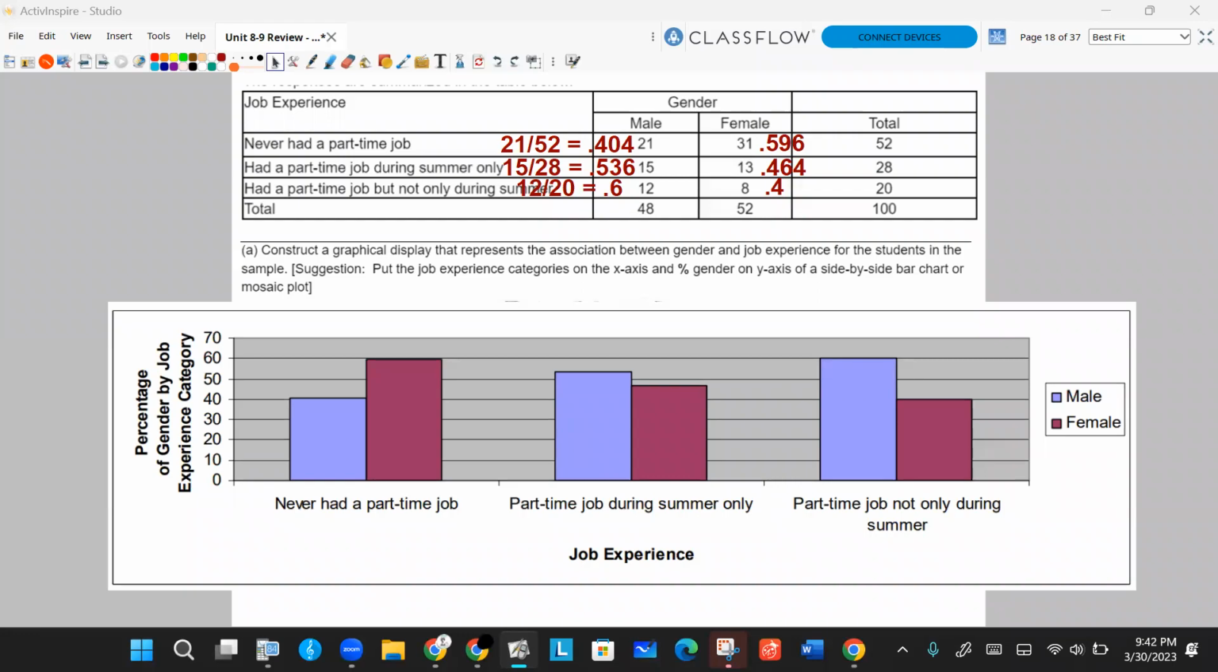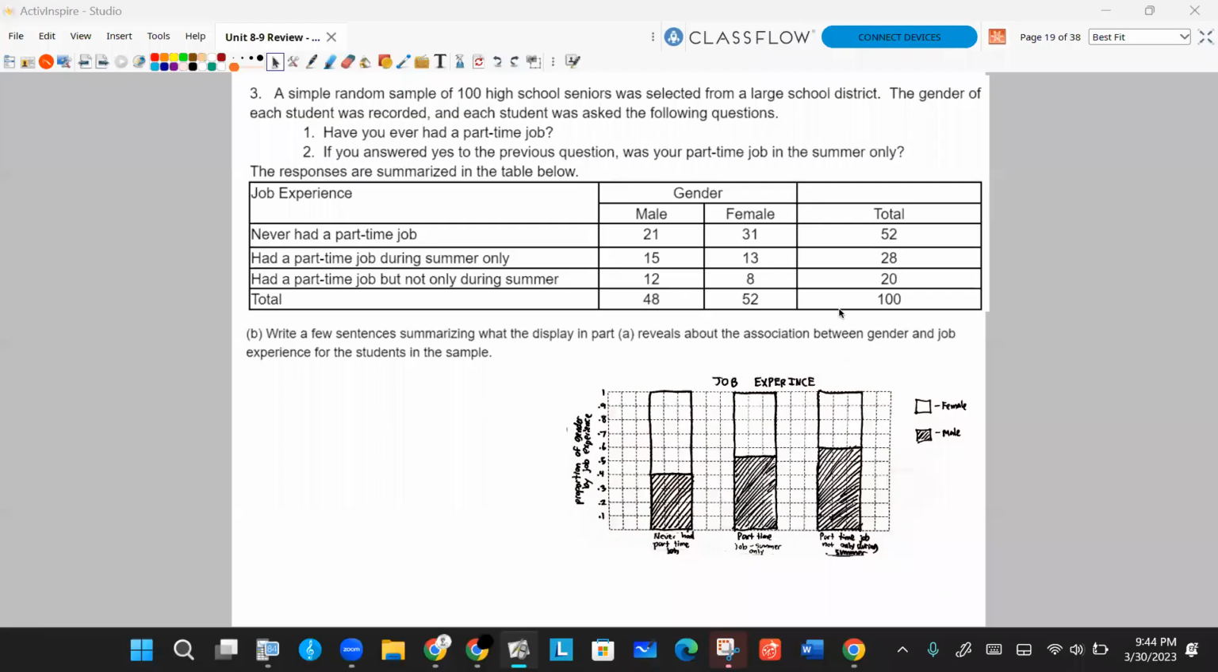Okay, let's look at part B. Part B is simply asking you to talk about that graph that you made. It says, write a few sentences summarizing what the display in part A reveals about the association between gender and job experience for the students in the sample. The important thing here is that you want to talk about the relative frequencies, the percentages, when you compare them. You don't want to just say, hey, there are more females than males. That doesn't cut it. You have to talk about the proportion of females, because you can see here there's different numbers all around. So we can't just say there are more than this without talking about how they proportionally compare. So say something to represent that.